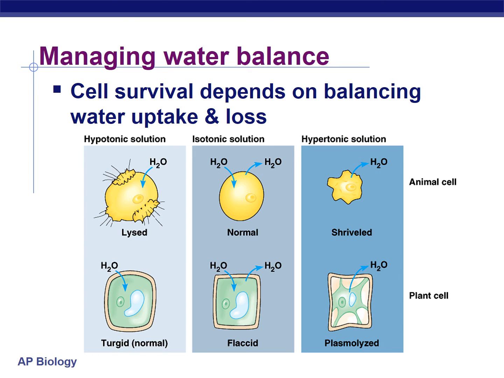We're not talking about amount. What we're talking about is concentration. So there's a higher concentration of water inside of the cell than outside of the cell. And that means that the water is going to diffuse out of the cell. And in this case, the animal cell is going to shrivel on up.